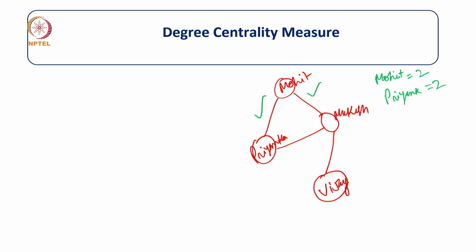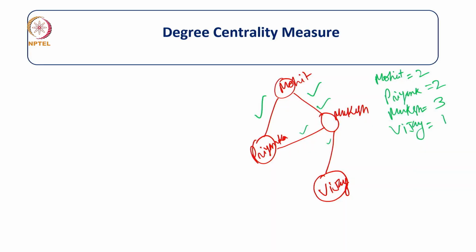Now for Mukesh, if we see the connections, this is 1, 2, 3. So Mukesh has three connections: one with Mohit, one with Priyanka and another with Vijay. And Vijay has only one connection, with Mukesh. So if we see here, Mukesh has the highest degree of centrality, because it has the highest number of connections in the network. So we can say that Mukesh is the influential node in this particular network.